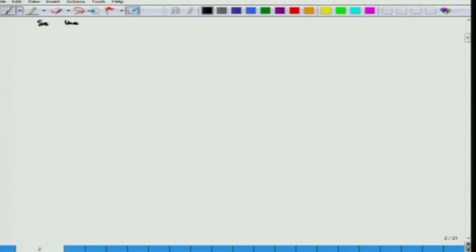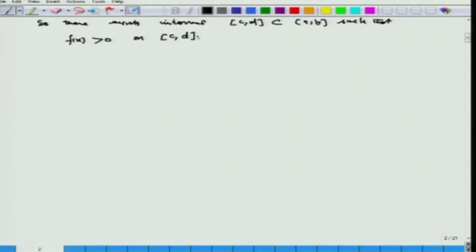So, there exists an interval, let us say c comma d, which is inside a b, such that f x is positive on c comma d. Now, we construct eta like this.